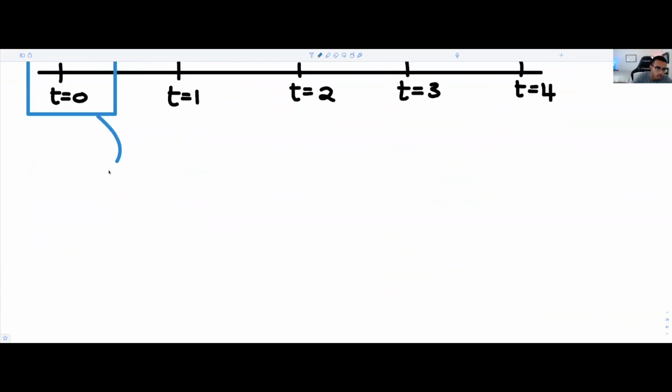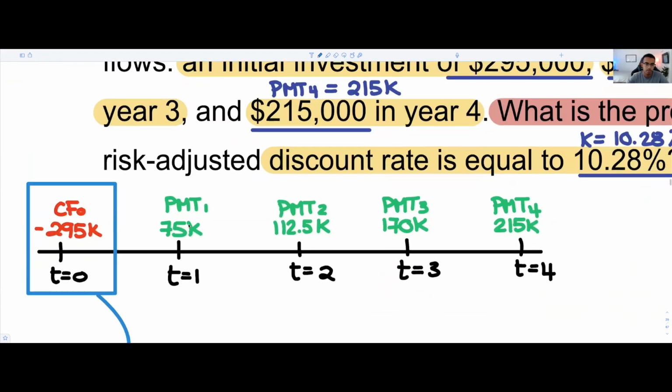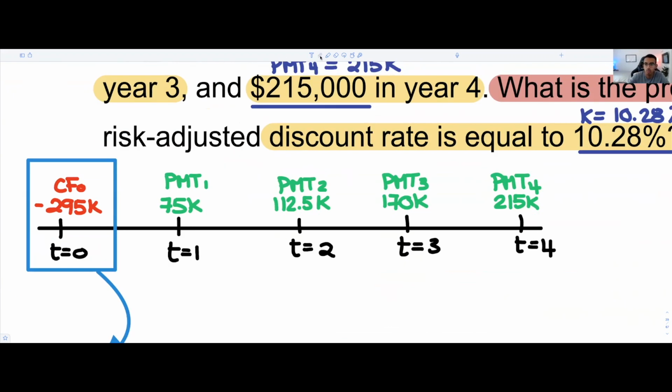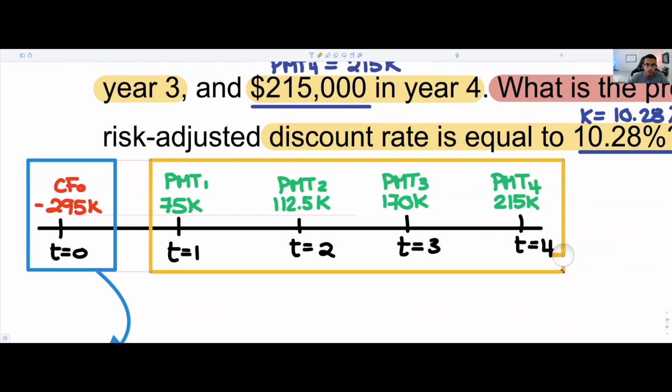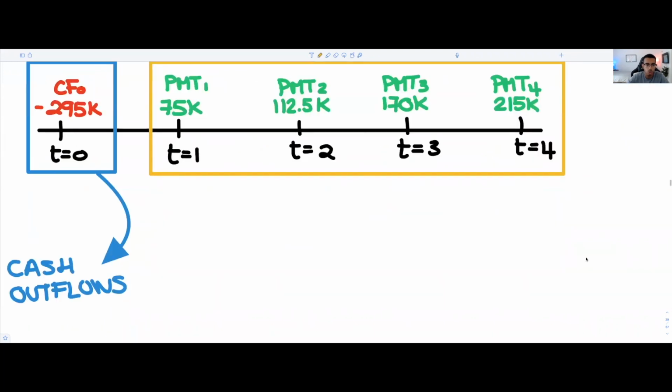So we go ahead and do this. So we have our cash outflows right here. And then what's awesome is that all of our 4 payments here, well, they represent something easy as well. They represent all of our cash inflows. And our duty will be simple, to find the present value of both.